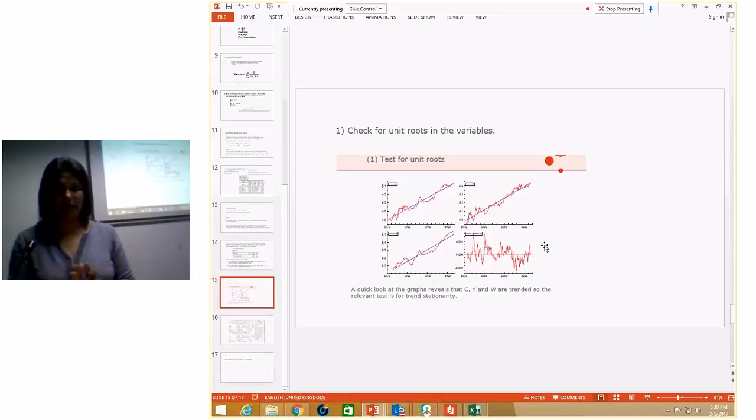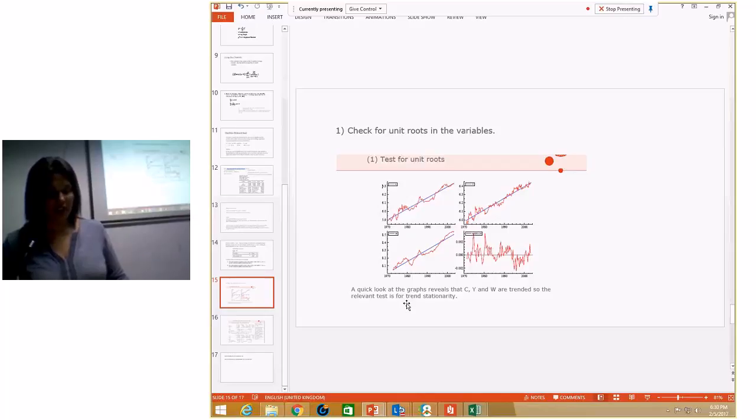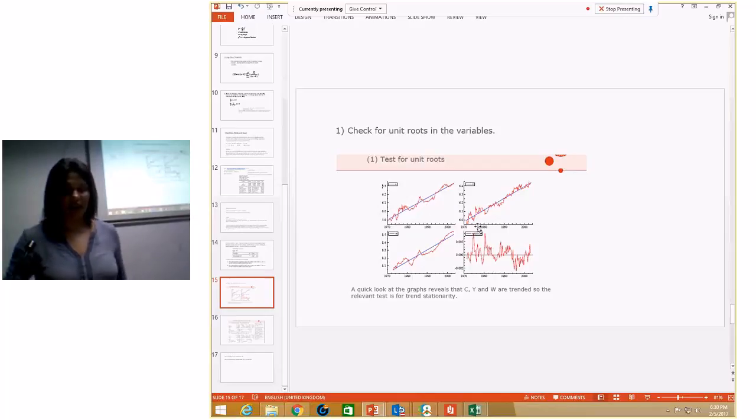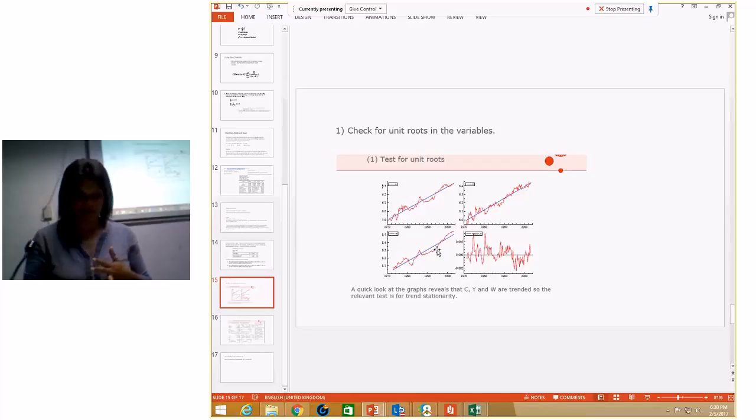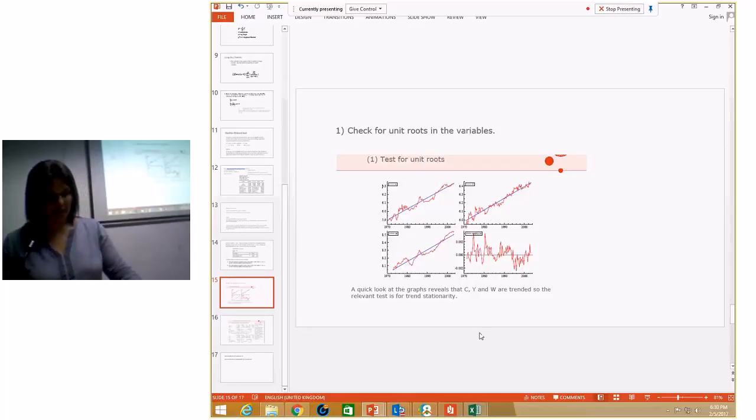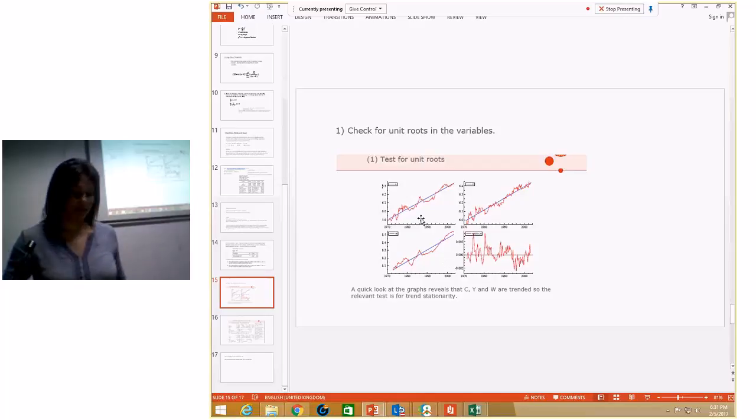If you are given this type of graphical illustration, then check the unit root in the variables. When you look at this graph, at a quick look, C, Y and W are trended. All three are trended. So the relevant test is for trend stationarity. That is why, when selecting the unit root test, you need to select whether trend or trend and intercept, right or not. A quick look at the graph shows C, Y and W are trended, so the relevant test is for trend stationarity.